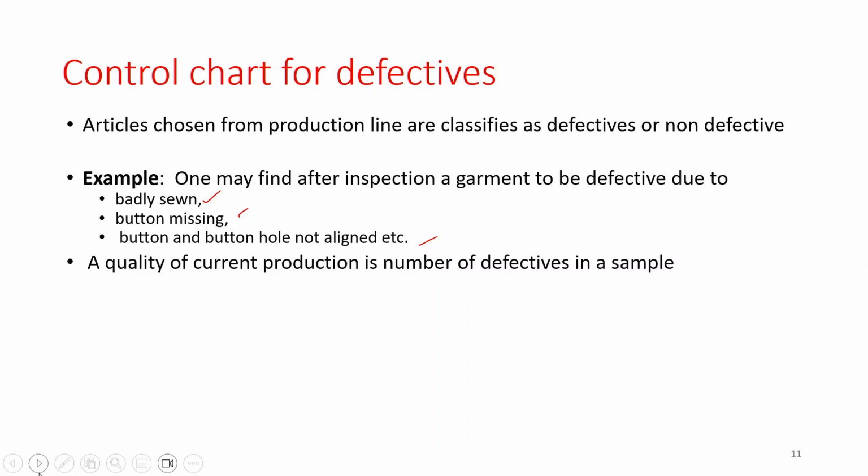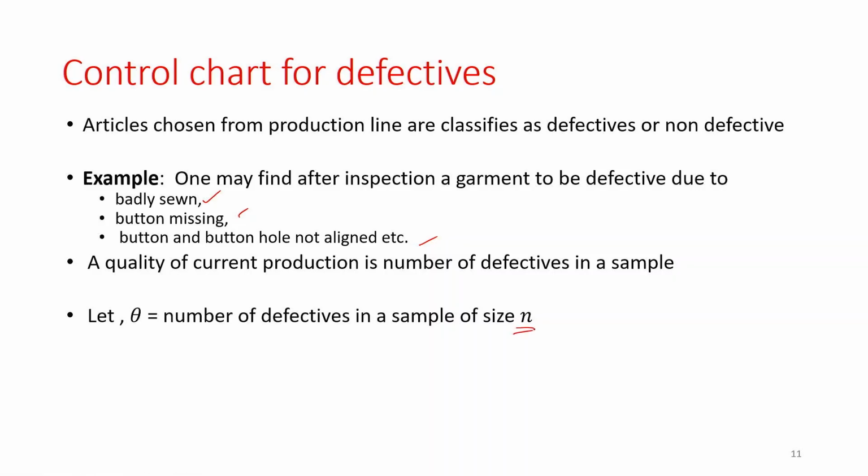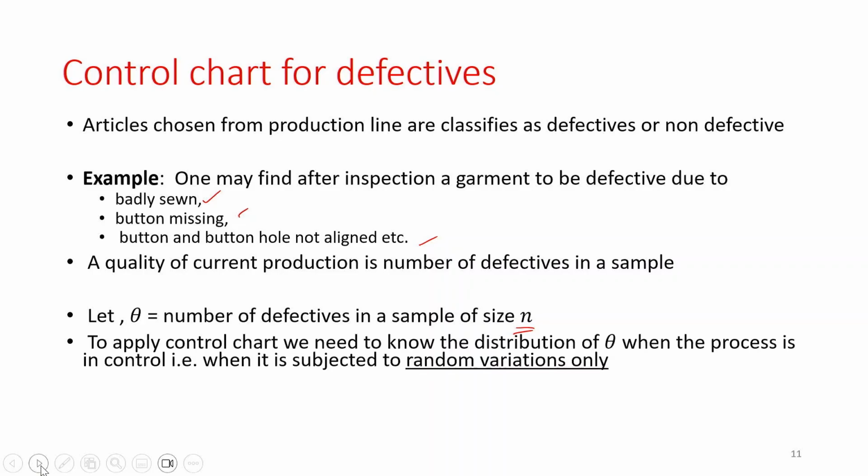A quality of current production is the number of defectives in a sample. So the quality check of the production line is how many defectives are being produced. That is basically the check of quality. Now let's say theta indicates the number of defective items in a sample of size n. Theta is indicating the number of defective items.